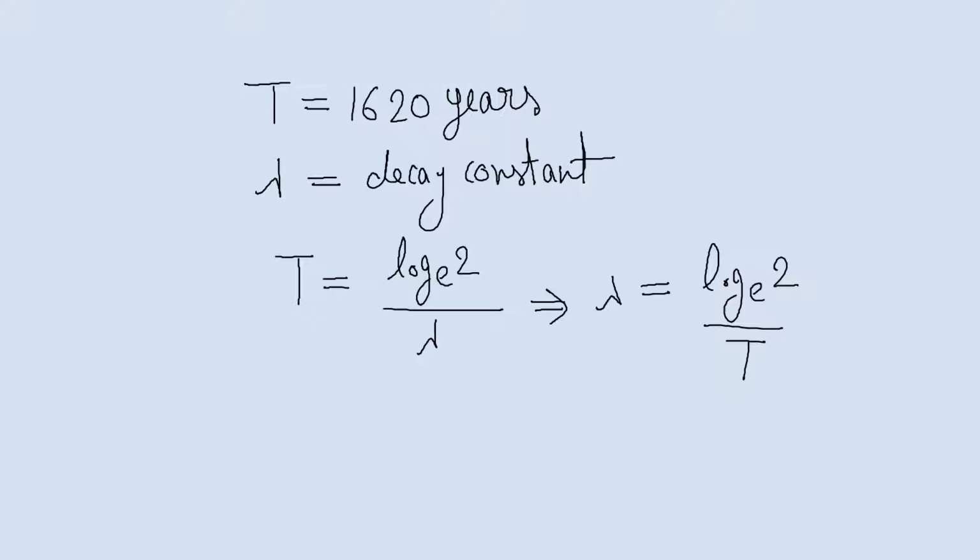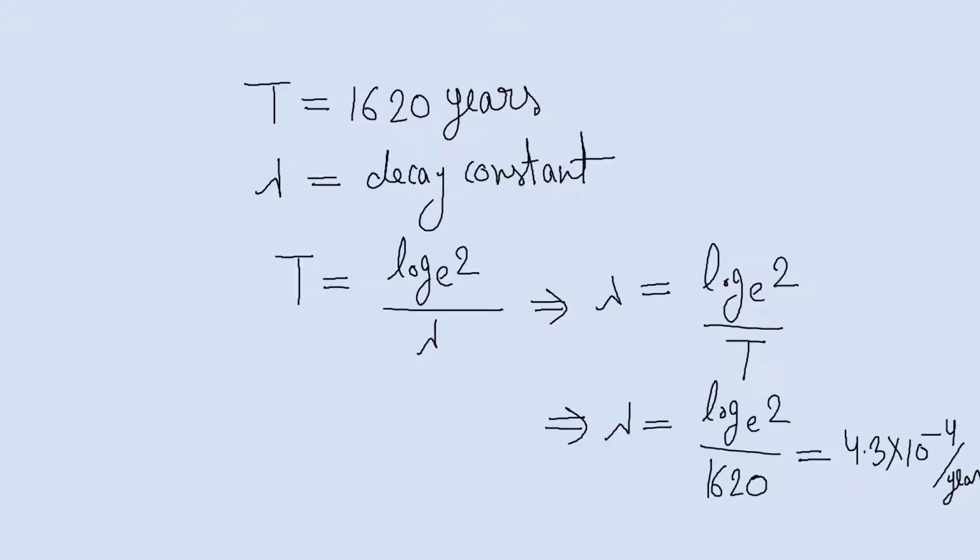Now put the value. If you put all the values in this formula, you will get the decay constant as 4.3 times 10 to the power minus 4 per year. So this is about the question.